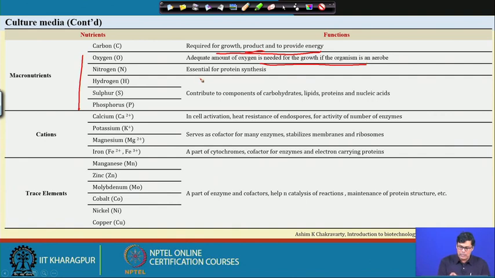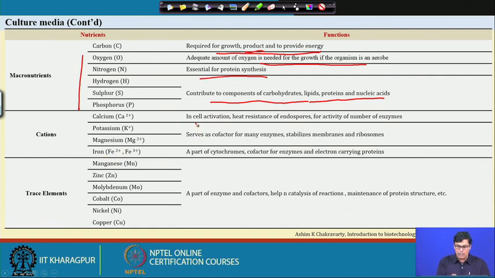Nitrogen is essential for protein synthesis, because that is also very important for the growth of the cell. Hydrogen, sulfur, and phosphorus contribute components of carbohydrates, lipids, proteins, and nucleic acids. Now these are the metals. This is calcium, potassium, magnesium, and iron.